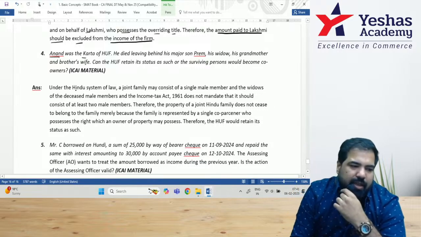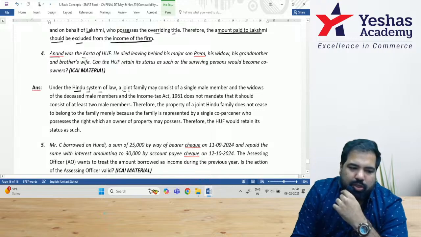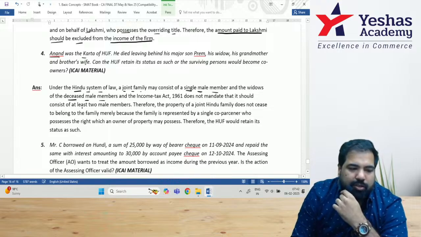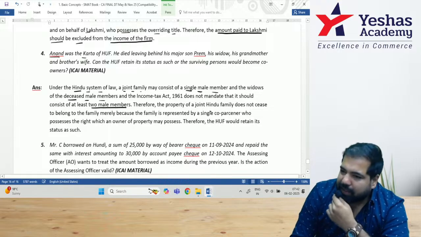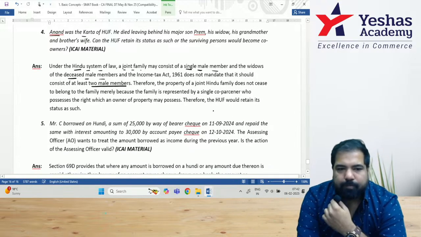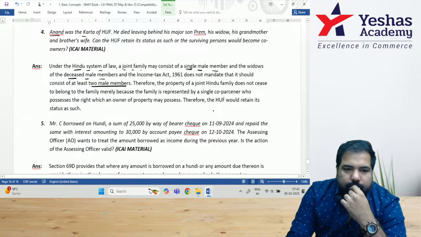So, there it is, guys. Under the Hindu system of law, a joint family may consist of a single male member and the widows of the deceased male members. It does not mandate that it should consist of at least two male members. So, guys, can they continue the status of HUF? Yes.